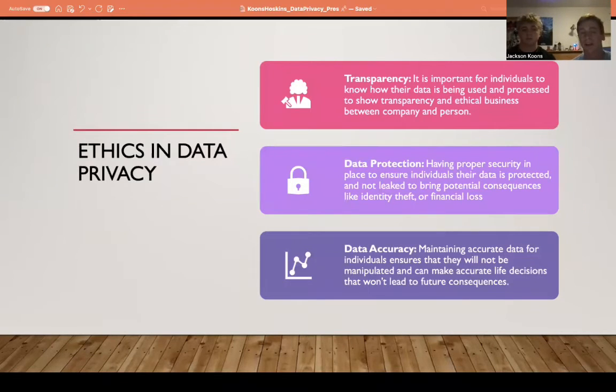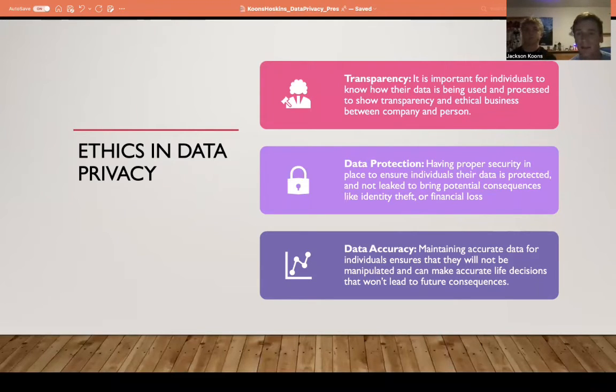So like I said earlier, ethics is a big driving factor in data privacy and keeping all that information locked down. The first thing that I think is important is transparency. Obviously, people want to make sure that how their data is being used and processed is very transparent between the business and the individual, and that it's being used properly.